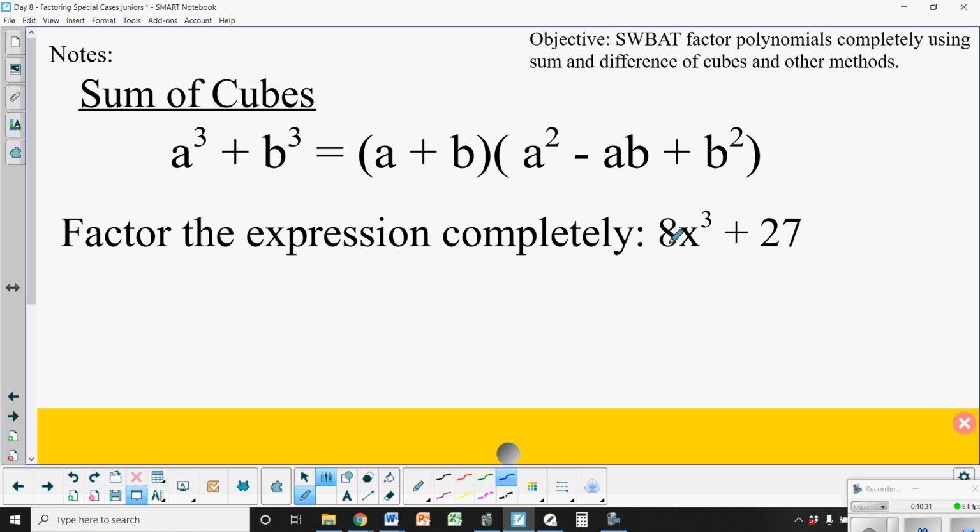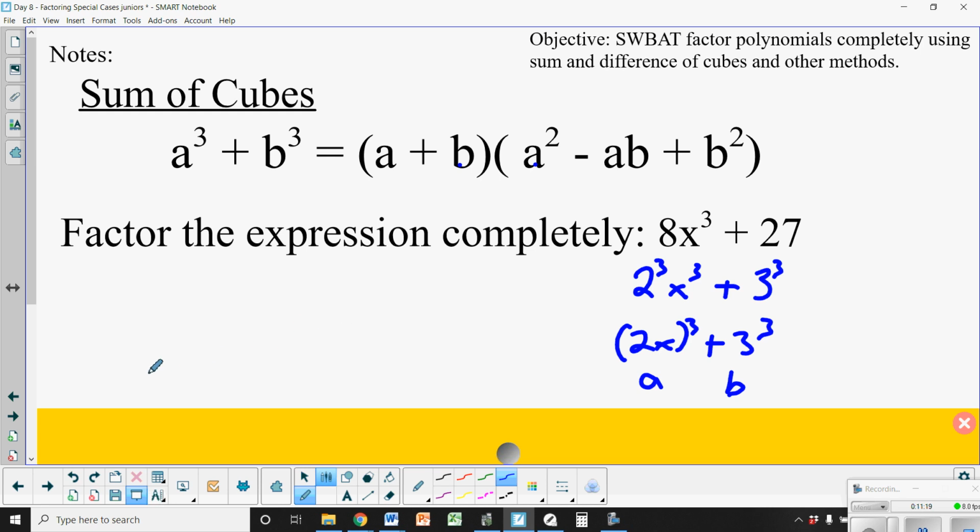8 is one of those perfect cubes. 8 is the same as 2 cubed, and x cubed. 27 is the same as, that's right, 3 cubed. So what we can do then is rewrite this as 2x being cubed plus 3 cubed. So what is my a in this case? That's right, it's 2x. What is my b? That's right, it's 3. So now I'm just going to rewrite this, a plus b. So I'm going to write 2x plus 3, then 2x squared minus 2x times 3 plus 3 squared.